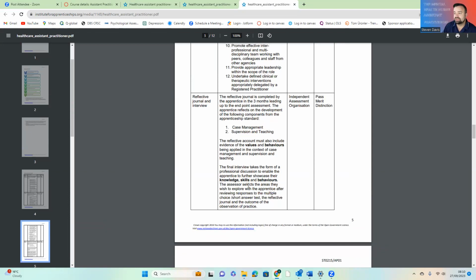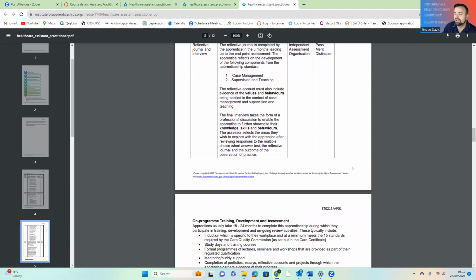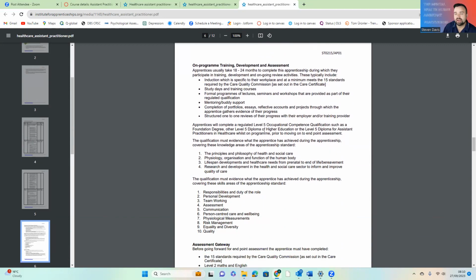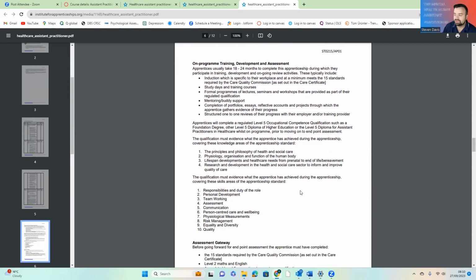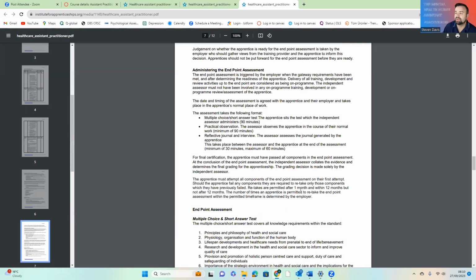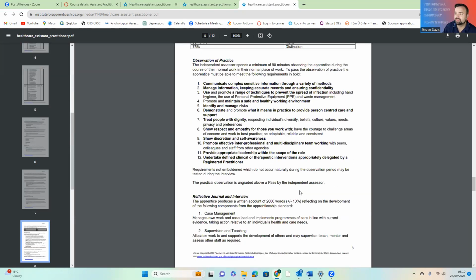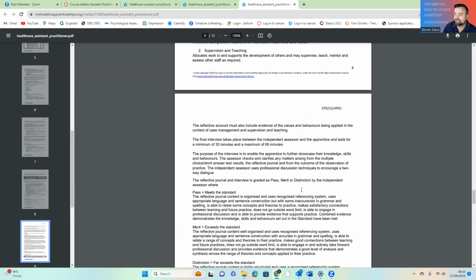For the reflective journals and the interviews, in the 3 months leading up to your EPAO, you're going to keep a journal based on case management and supervision. So at this point, you need to keep a journal on those 2 points. And if we go further down, it will explain what those points are. So that's your observation of practice.